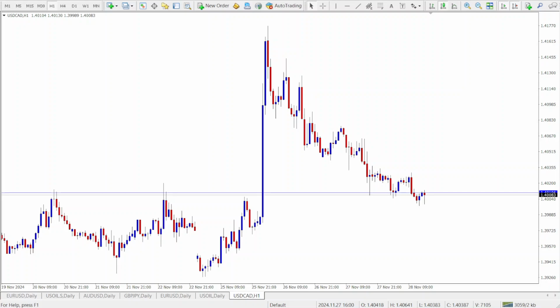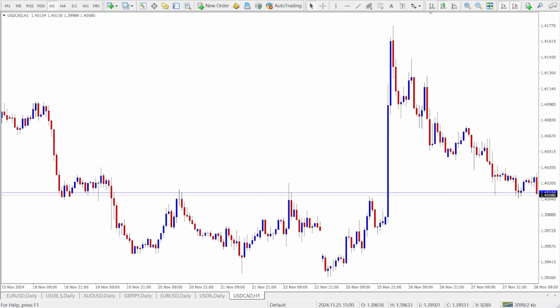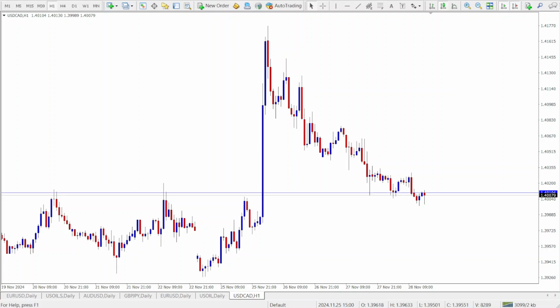When we talk about the USDCAD currency pair, we are looking at the exchange rate between the US dollar and the Canadian dollar. The Canadian dollar is a commodity currency, meaning it's heavily influenced by global commodity prices, especially oil, since Canada is one of the world's largest oil producers. Now, the US dollar, on the other hand, is the world's reserve currency, and it plays a central role in global trade and financial markets. This makes USDCAD a very interesting pair to trade, as its movements are shaped by both the strength of the US dollar and the price of crude oil.